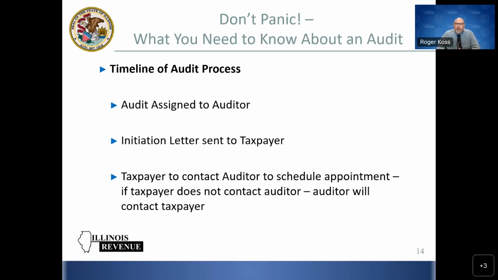revenue auditor 1s. Once the audit is assigned to the auditor, they will then have an initiation letter sent to the taxpayer. The letter is sent both via the mail as well as through the MyTax portal. Basically, in this letter, it tells the taxpayer that they have been selected for audit. It will tell them what period of time is being audited, and also to please contact the auditor that is listed on the letter. If the taxpayer does not contact the auditor within 7 to 15 days, the auditor will reach out to the taxpayer using the best information that we have available to contact the taxpayer.